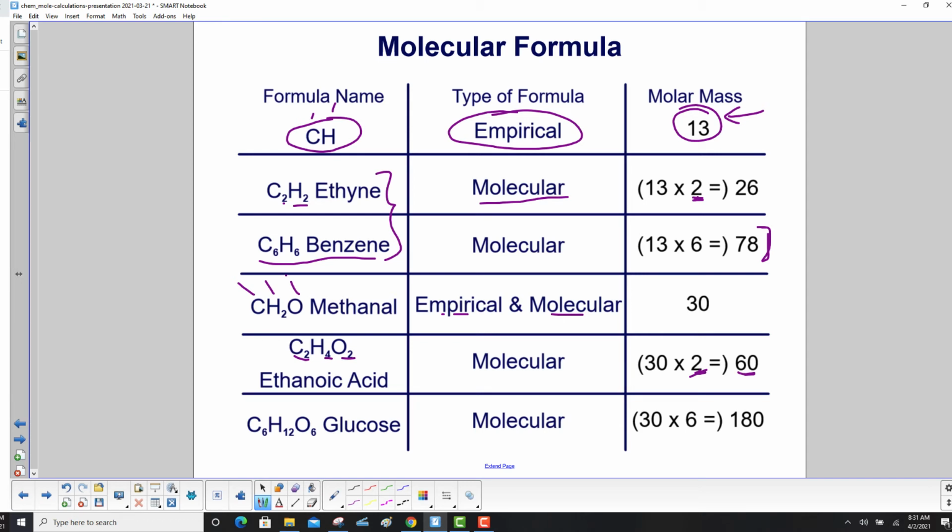Then, if we multiply this, the empirical formula here of methanol, by 6, we get glucose. Again, totally different molecules here. And that, once again, is a molecular formula, and we have 6 times 30 with molar mass of 180.